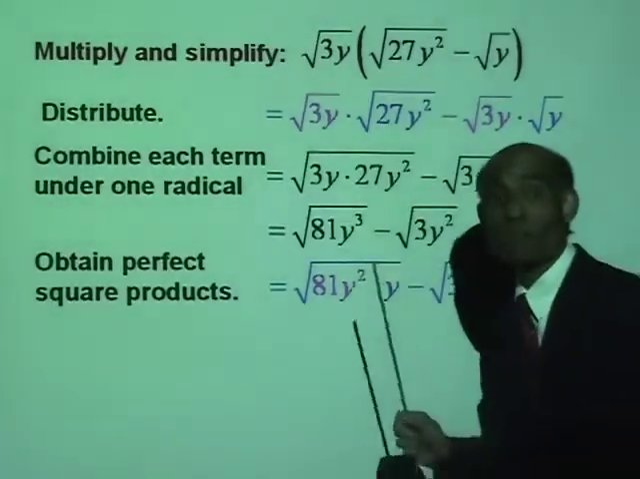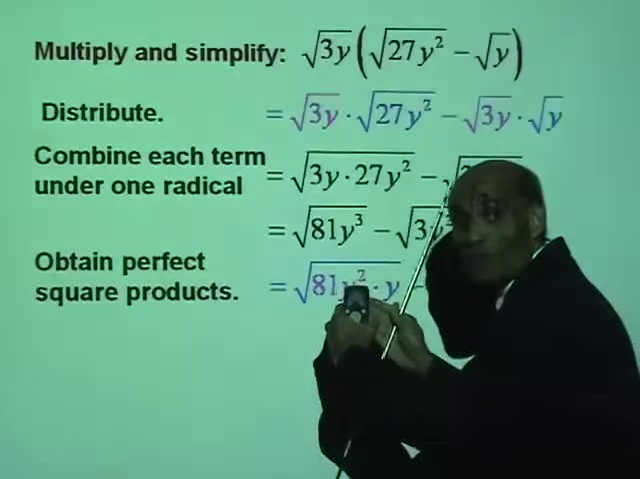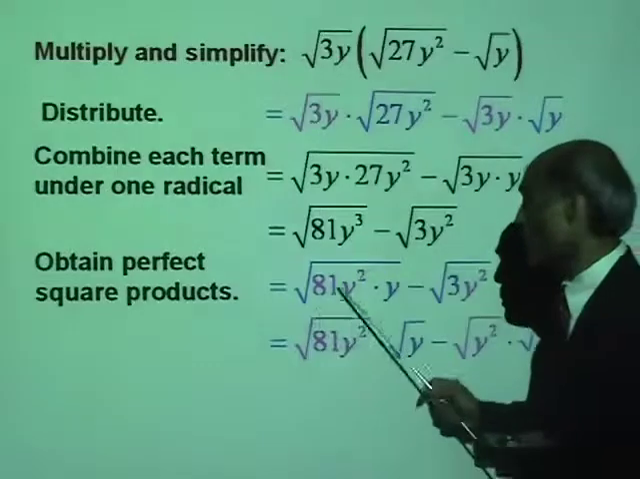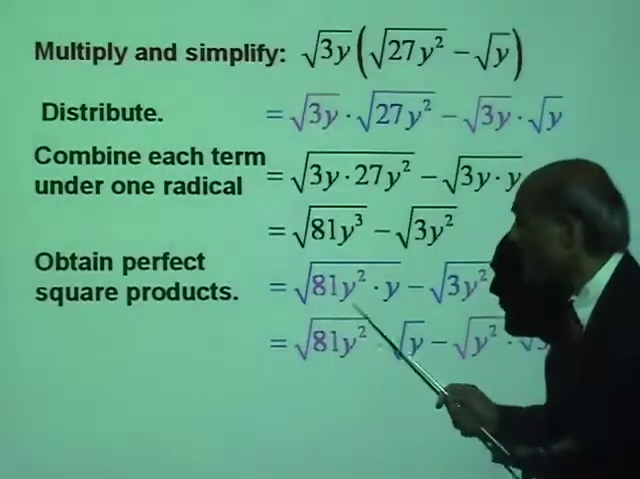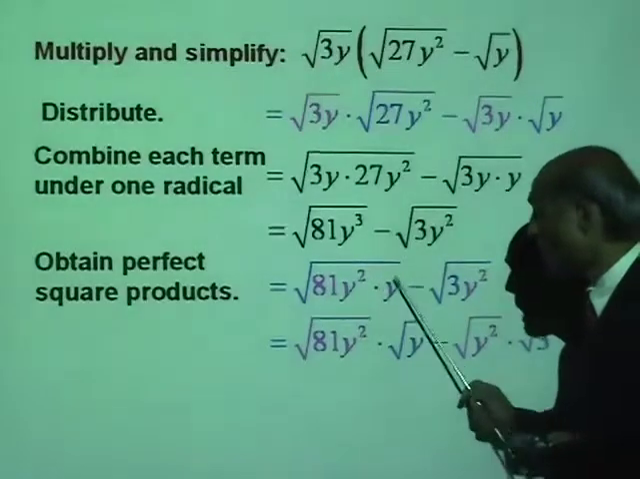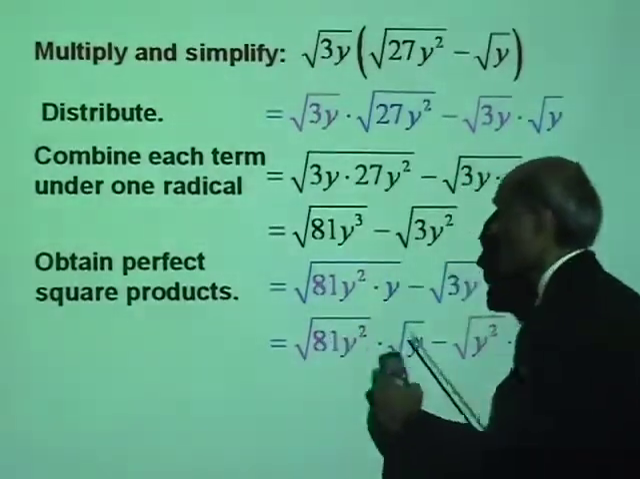What is our next step? Separate the perfect squares into separate radicals. So that will be square root of 81y squared times square root of y. Separate this into two radicals.